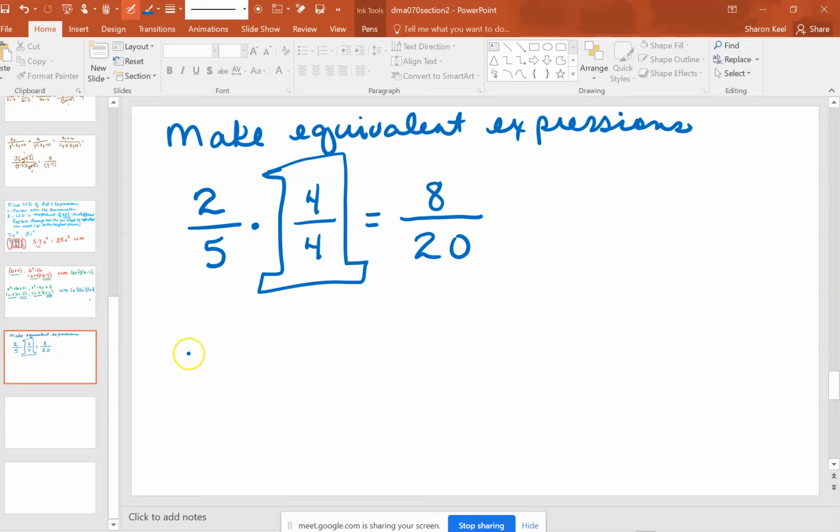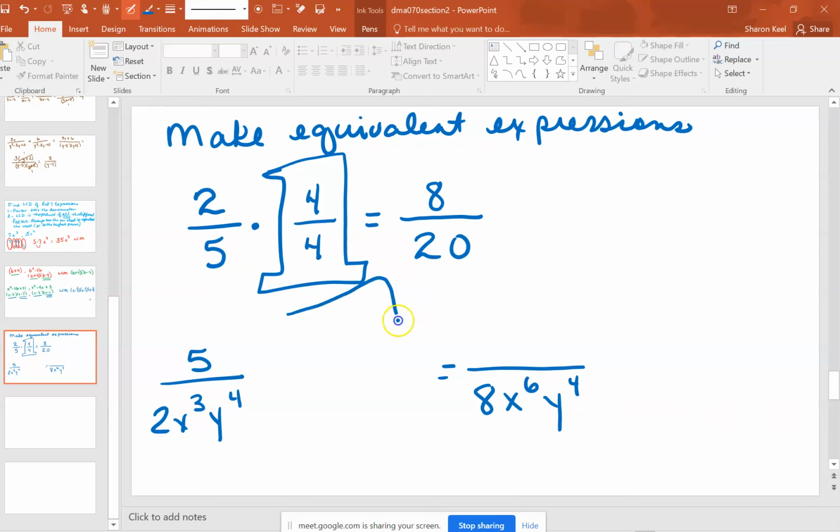So in the problems they're going to give us, for example, 5 over 2x cubed y to the 4th. And all they're going to give you then is equals 8x to the 6th y to the 4th. That's what they're going to give us. They're not going to give us a blank space here. Now, you don't have to write the 1. I'm just doing it right now to show emphasis. You can just put a dot in the line for the fraction.